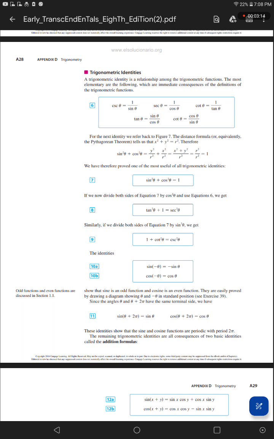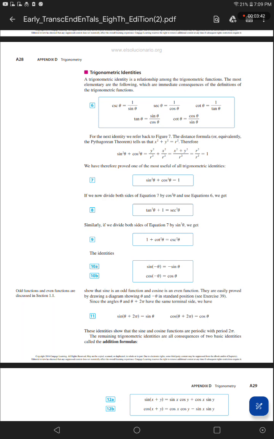Show that sine is an odd function and cosine is an even function. They're easily proved by drawing a diagram showing theta and negative theta in standard position. See exercise 39.